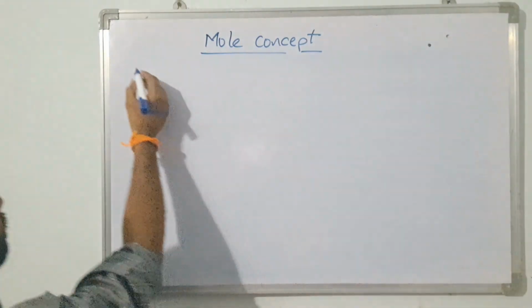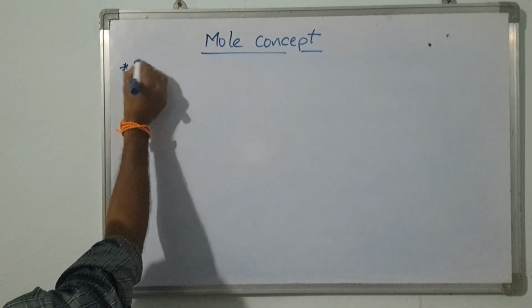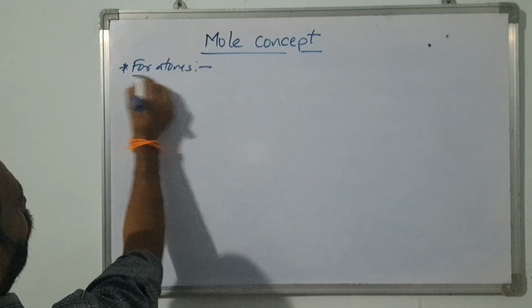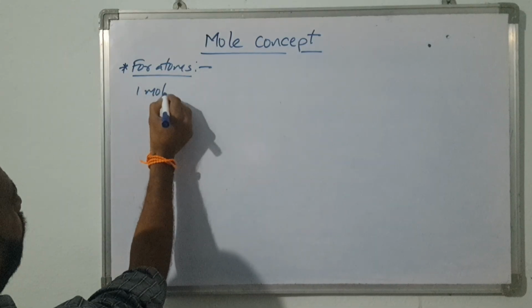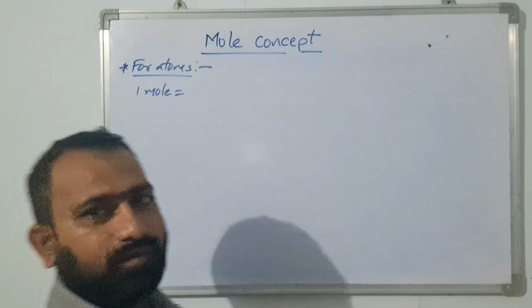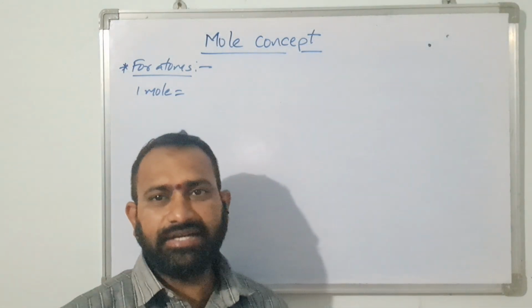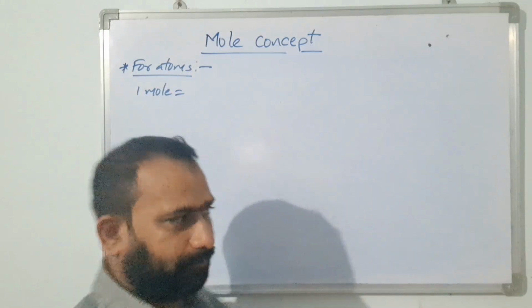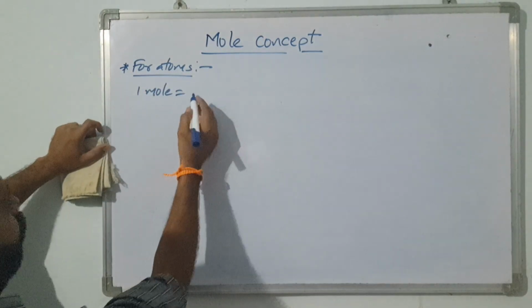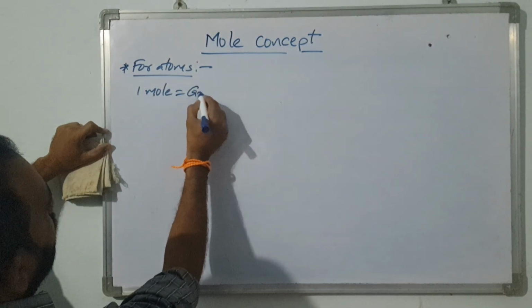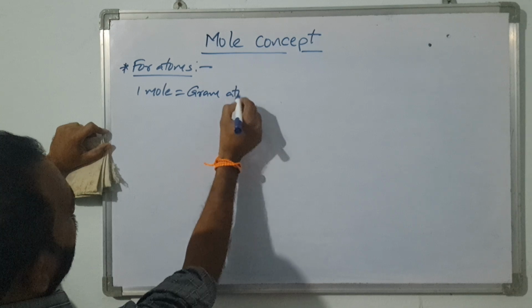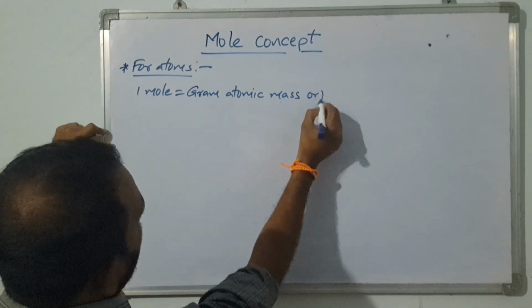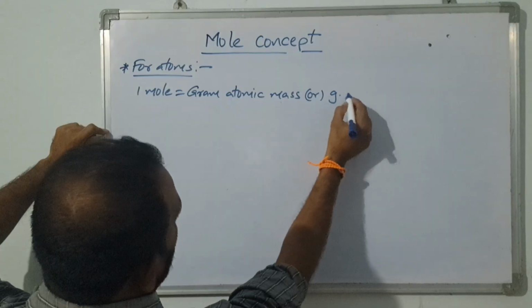First of all, for atoms, 1 mole is equal to its gram atomic mass or 1 gram atom. For atoms, 1 mole is equal to gram atomic weight or mass or gram atoms.